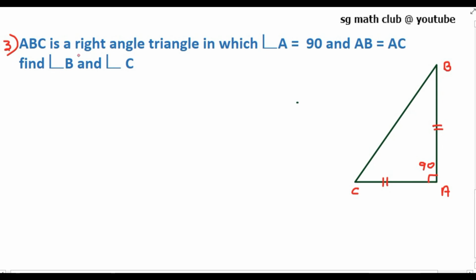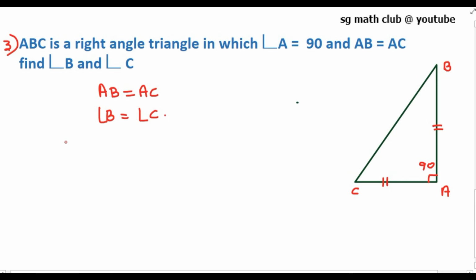Now third question is, ABC is a right angle triangle in which angle A equal to 90 degrees, AB equal to AC is given. You need to find out angle B and angle C. Since they have given AB equal to AC, that means angles opposite to equal sides of the triangle will be equal. You can say that angle B will be equal to angle C, because angles opposite to equal sides of the triangle are equal.